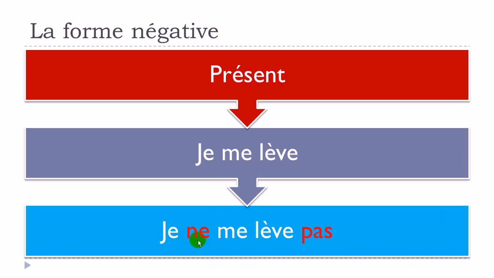Well, look, and it's quite interesting. Je, and then ne is coming here, me is here, lève is here, and then pas is coming at the end. So it's not a big surprise, the position of pas, but my students tend to make the mistake to put ne just before lève. Of course it would be logical, but unfortunately for you, you should keep in mind that ne is here, and then you've got me lève together. Je ne me lève pas.